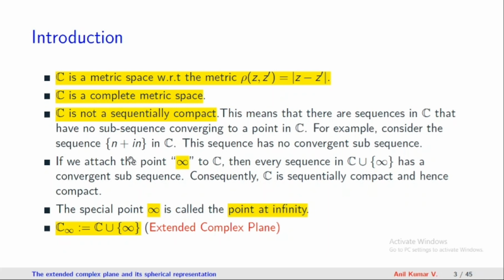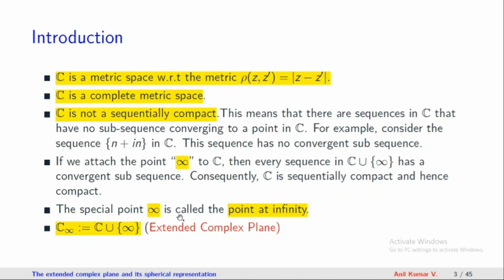For example, consider the sequence n plus in in C. This sequence has no convergent subsequence. If z_nk is a subsequence of n plus in, then modulus of z_nk diverges to plus infinity. If we attach the point infinity to C, then every sequence in the new set, namely C union infinity, has a convergent subsequence. Consequently, C union infinity is sequentially compact and hence compact.